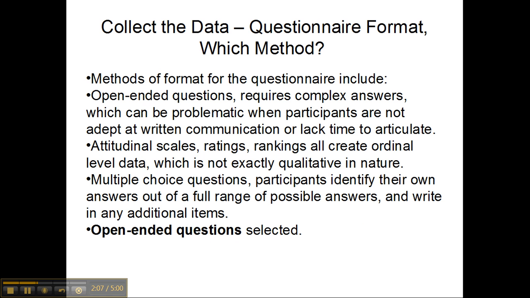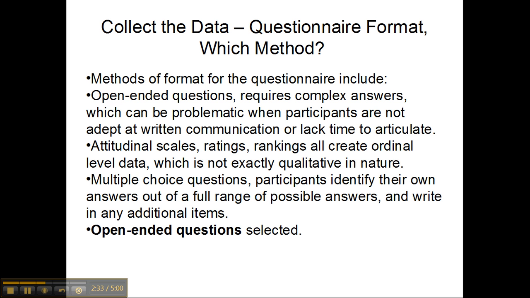web-based questionnaire. And then we have a question of what sort of format the questionnaire is going to be in. Methods of format for the questionnaire include open-ended questions, which require complex answers, which can be problematic when participants are not adept at written communication or lack the time to articulate their thoughts about things that are being asked.